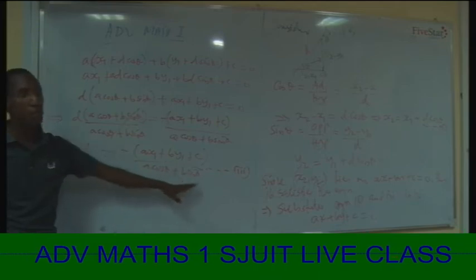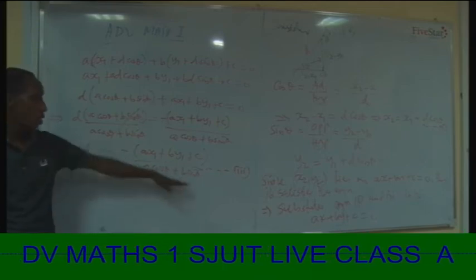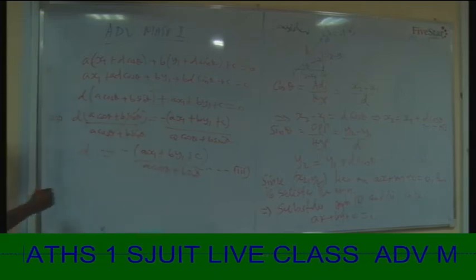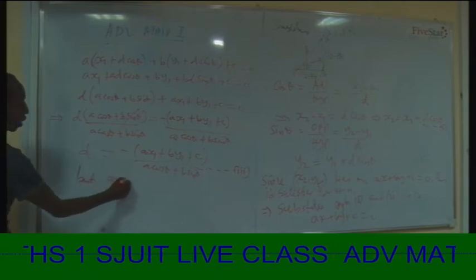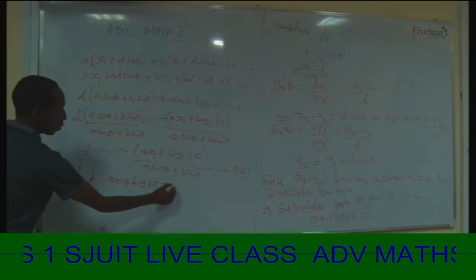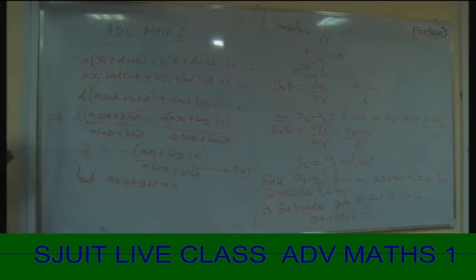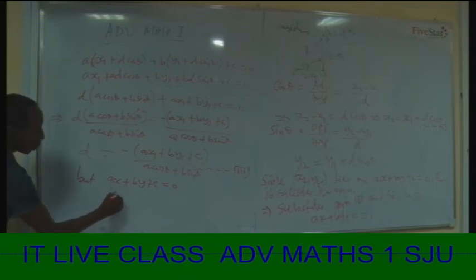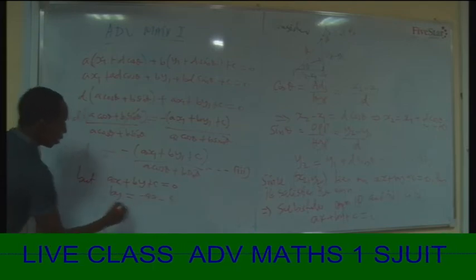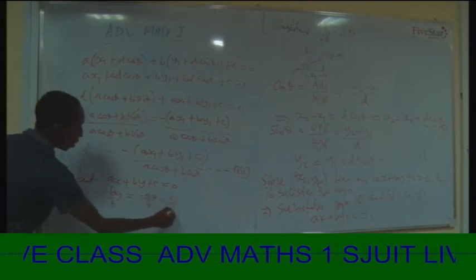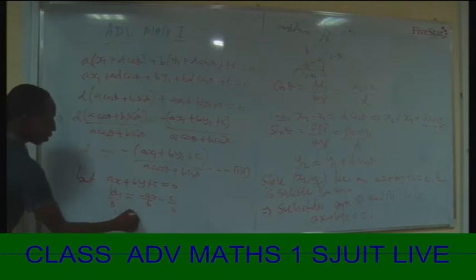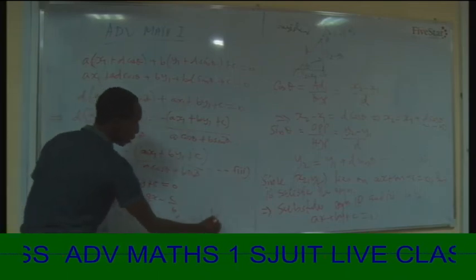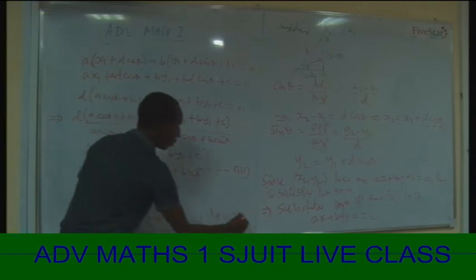We need to find a substitution for cos theta and sine theta so as to get rid of this expression for cos and sine. From the equation ax plus by plus c equals 0, we can make y the subject in order to know the gradient of this line. Making y the subject, we get by equals negative ax minus c, divided by b. So y equals negative a over b times x minus c over b. This implies that the gradient m of this line is negative a over b.